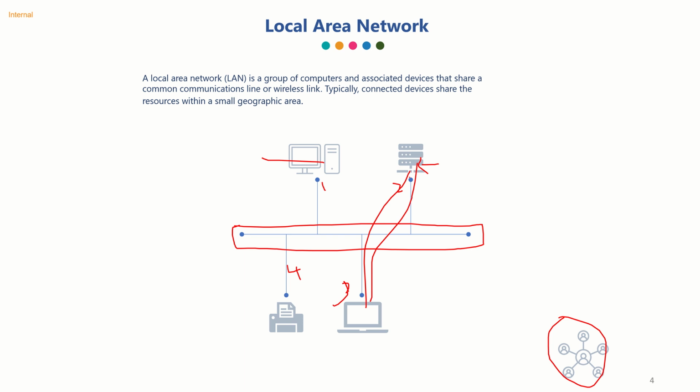So what is the difference between LAN and WAN? The primary difference is that the LAN is located just inside your hospital. This is what you have to think.